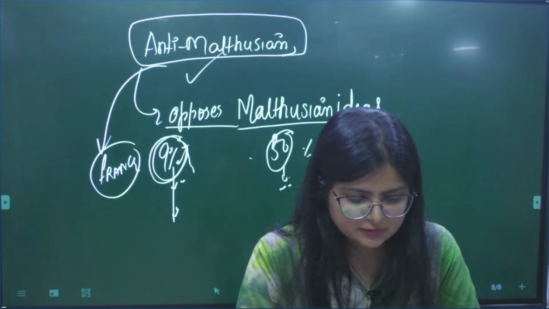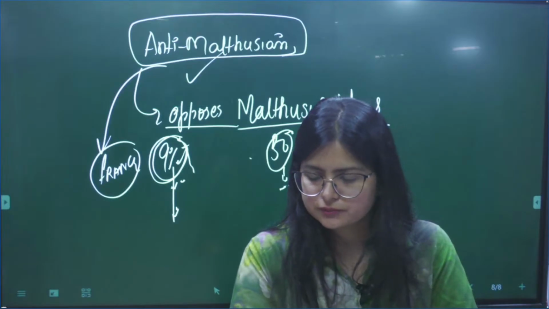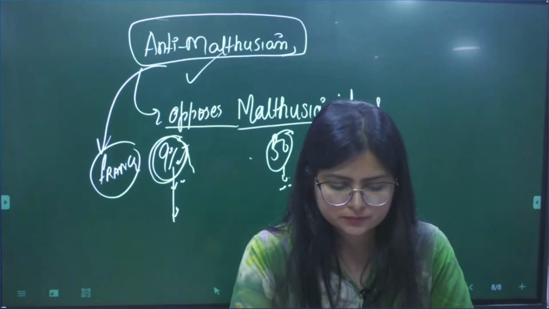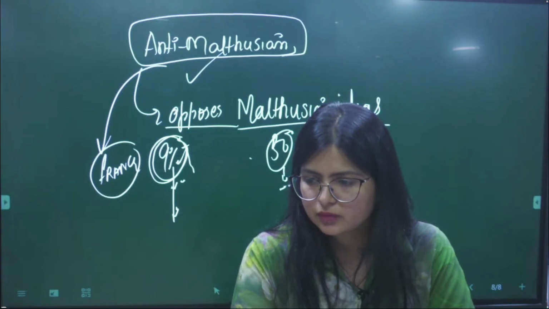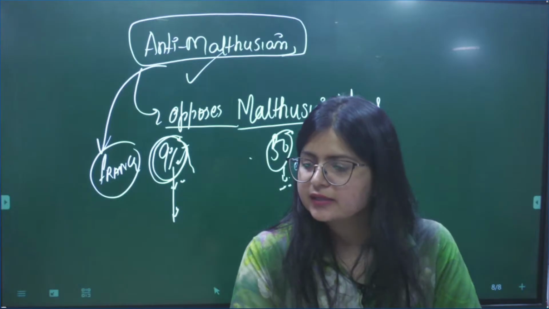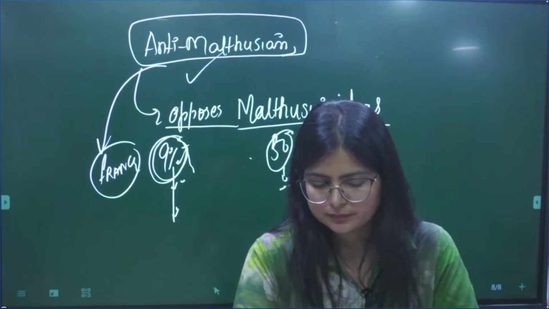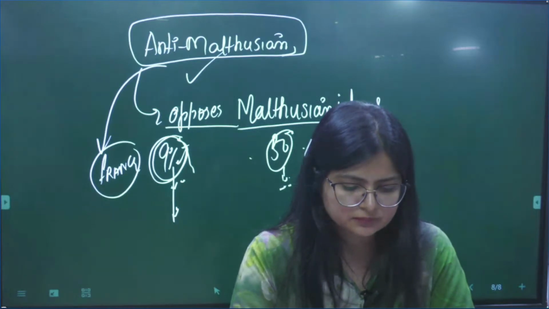In France, the rate of population growth began to decline in the 19th century.